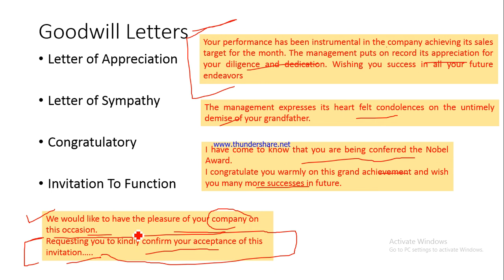All other things like the use of full block form, the use of references, the use of dates and the sender's address and the salutation, all other things would be the same. The only thing that you have to take care of is the language that you will be using while you are writing goodwill letters. Fine. So this is how you write goodwill letters. Please understand that generally these kind of goodwill letters, generally, not always, are sent to your own employees, and that is why we are grouping them under official correspondence.